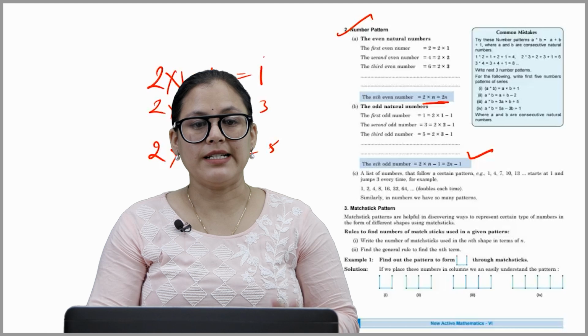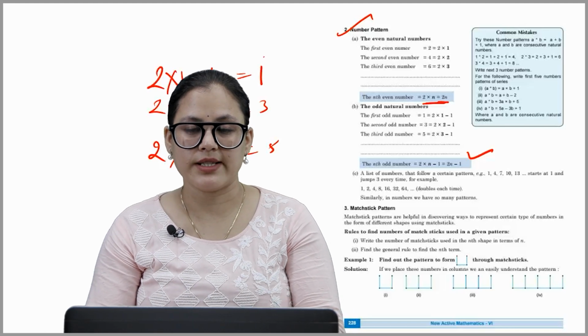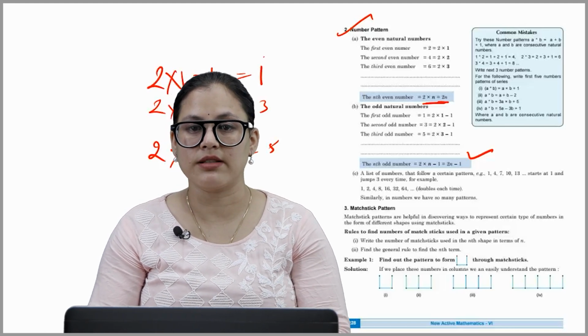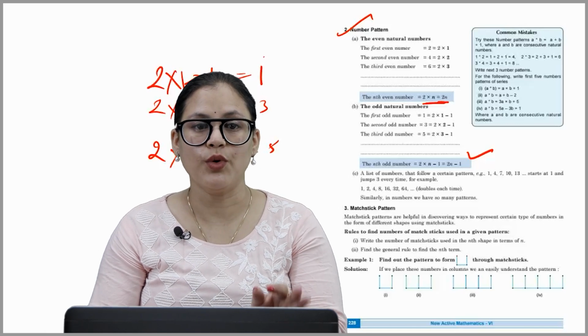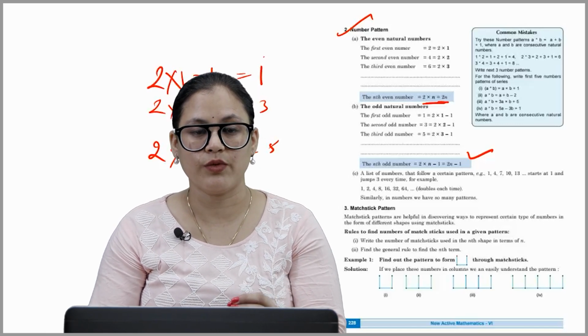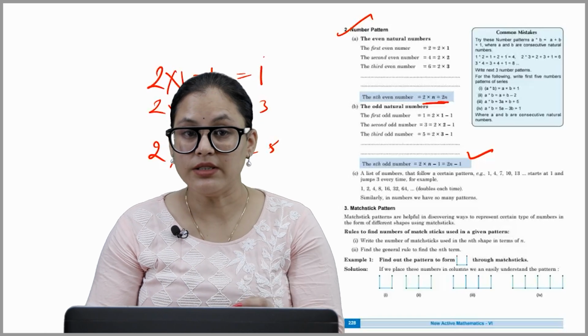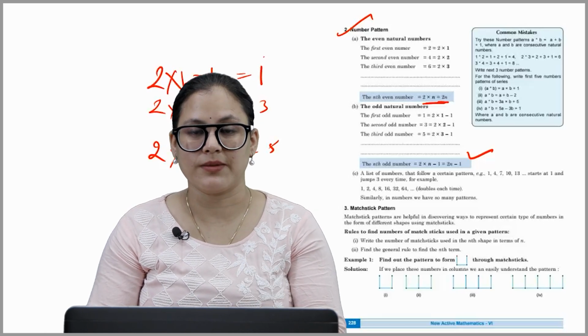See, a list of numbers that follow a certain pattern, for example 1, 4, 7, 10, 13 starts at 1 and jumps 3 every time. For example, 1, 2, 4, 8, 16, 32, 64 doubles each time. Similarly, with numbers, we have so many patterns.